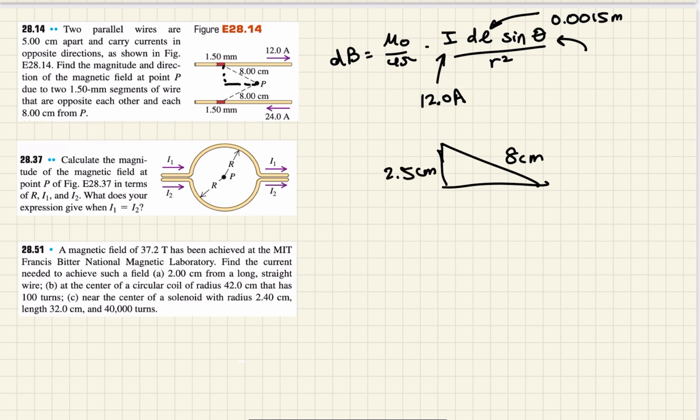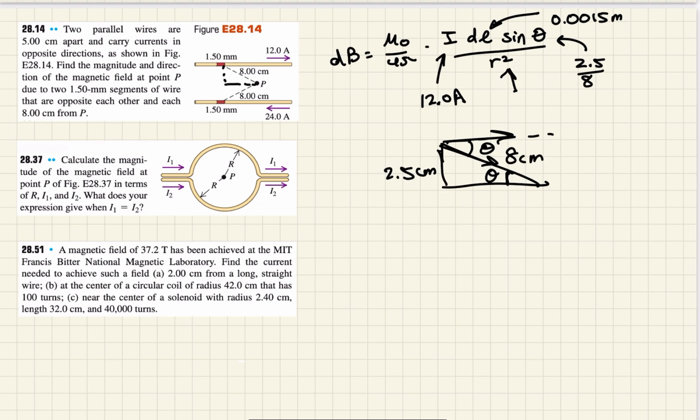And so this is going to be theta, because it's just the angle between the current and the radius. So current is this way, radius is that way, and so this is theta. You can use geometry to figure out that's also theta, which means sine is 2.5 over 8. So you just calculate 2.5 over 8. You don't even have to convert to meters because they both are the same unit.